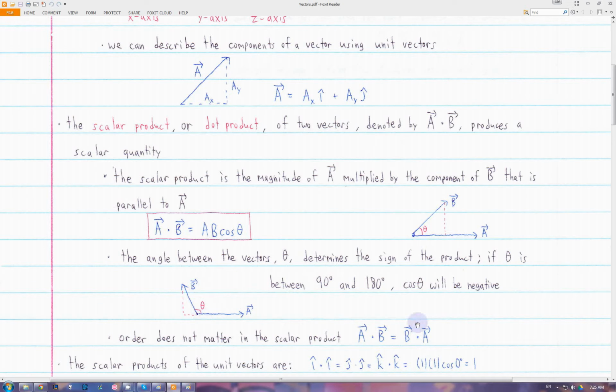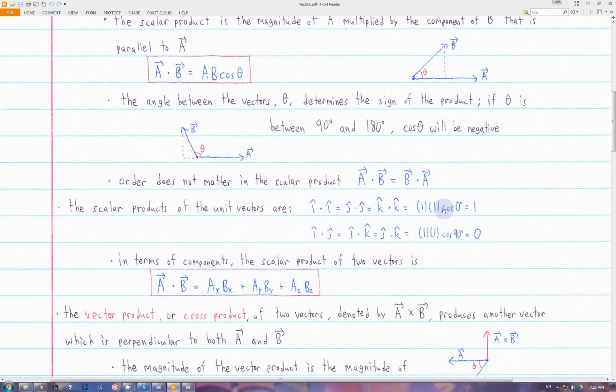And for the scalar product, the order does not matter. In other words, the commutative property holds. So A dot B is the same thing as B dot A. So we can think of it as the magnitude of A multiplied by the component of B that is parallel to A, or the magnitude of B multiplied by the component of A that is parallel to B.